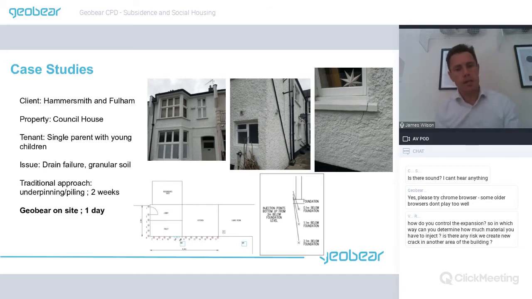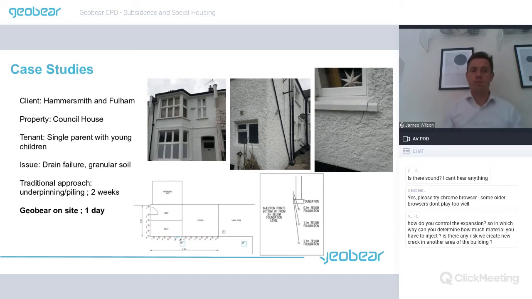We came along, we inspected it, we did a drain survey to see the condition of the drains. We noticed there was a problem with the drains that was going to be causing the subsidence. So we arranged with the client to repair the drains, and then we came along and we injected all around the rear outrigger of this property, injected our resin underneath the foundations, and then that was fully stabilized. So that took us a bit less than a day to do, and we had to do some work in advance of that to repair drains, but basically it was fixed within a day.